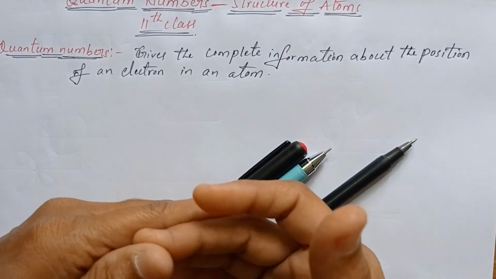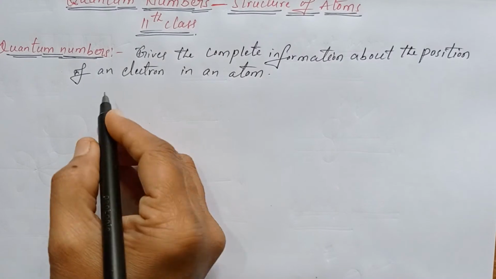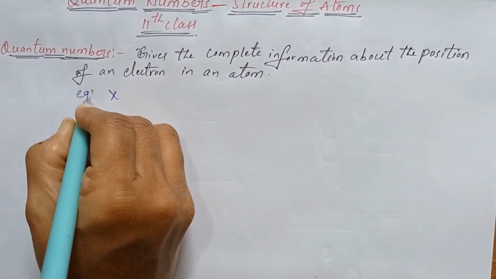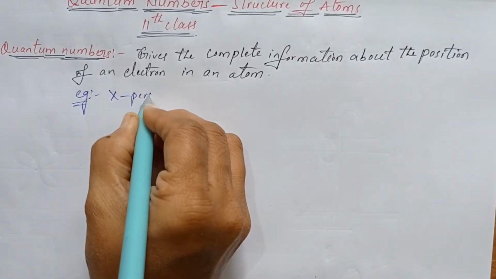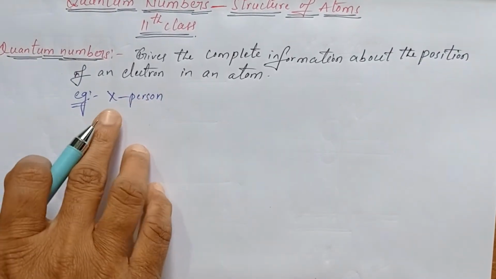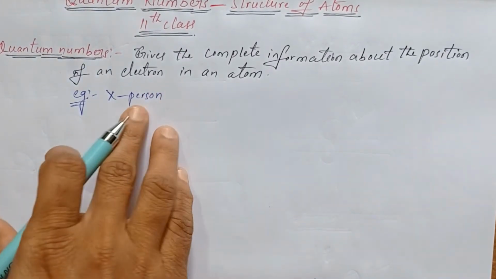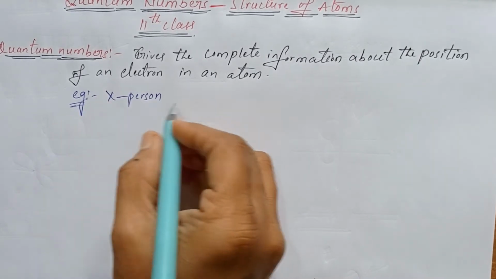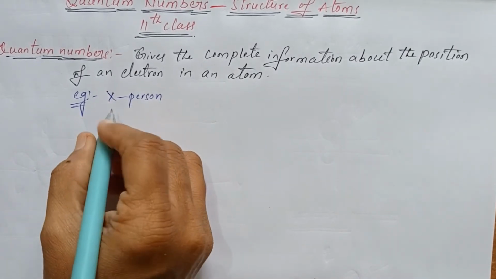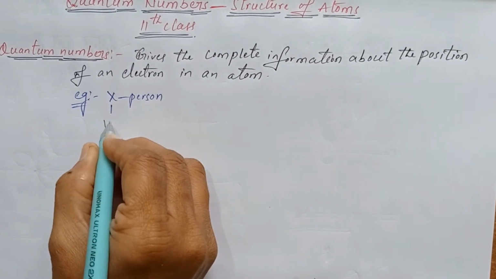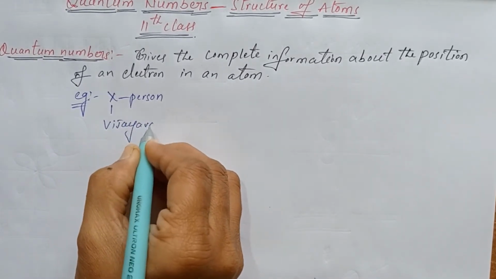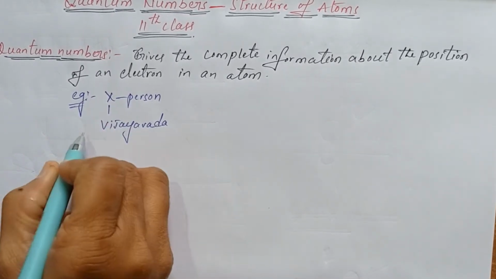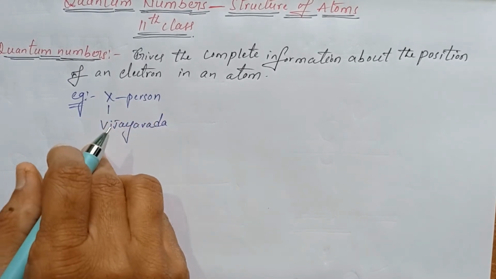So for example, suppose X is a person, students. I don't know whether this person is a boy or a girl. Now this person's place is Vijayawada, where he is living. His place is Vijayawada. And next, in Vijayawada, in which area does he belong?